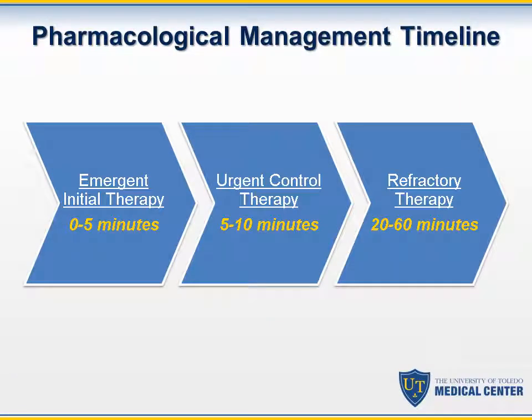The following is a general timeline from the point of seizure onset that should be followed when administering medications for an SE patient. Emergent therapy should be initiated within 5 minutes of seizure onset, and it may be administered by EMS prior to presentation in the ED. Urgent control therapy should be initiated within 5 to 10 minutes of seizure onset, and refractory therapy should be instituted within 20 to 60 minutes after seizure onset. And I'm going to elaborate on each of these components in the next several slides.